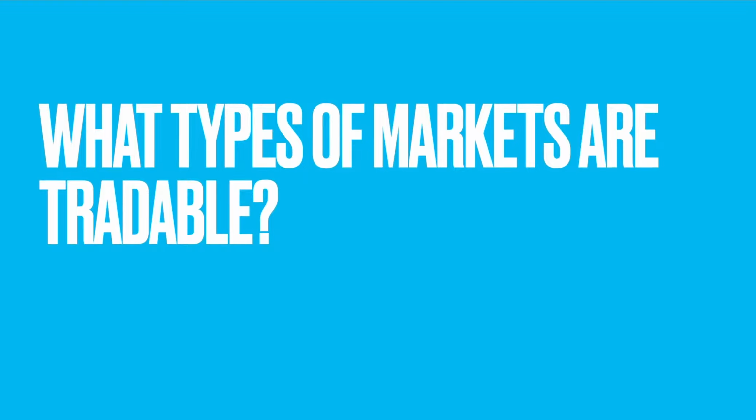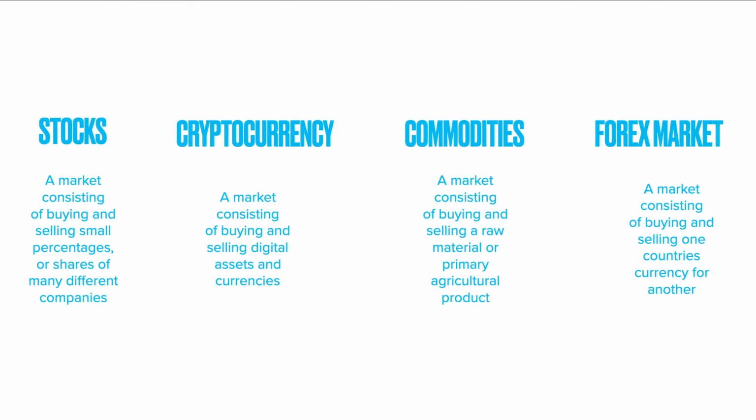What types of markets are tradable? I have the main four ones listed here. So a lot of us have heard of the stock market, and this is just the buying and selling of portions or percentages, also called shares, of any company. So there's obviously many hundreds of companies listed on the New York Stock Exchange. Different countries have their own stock exchanges.